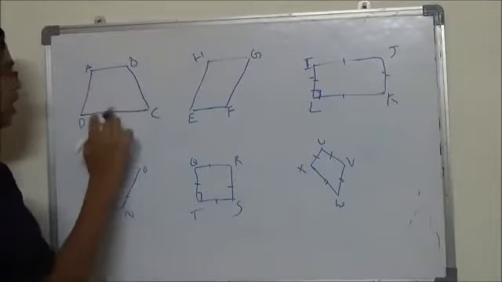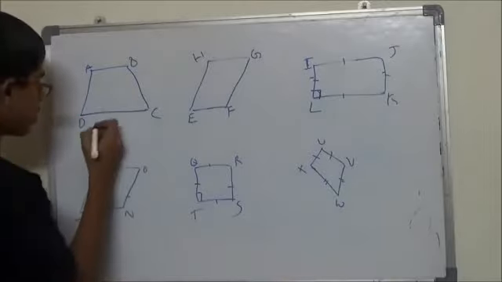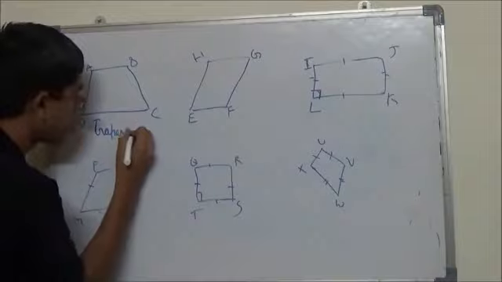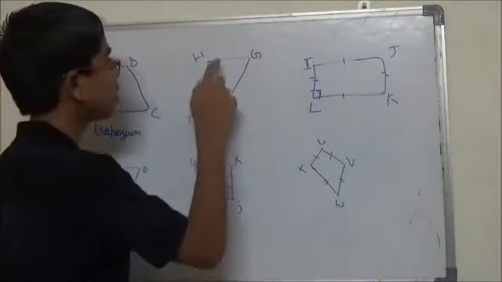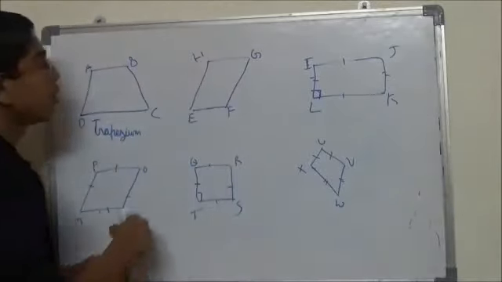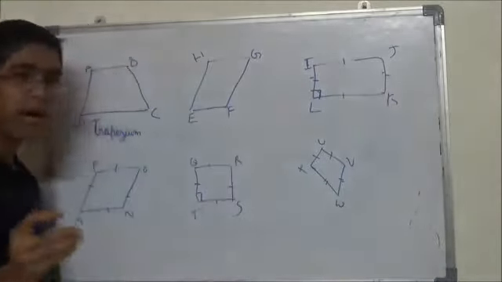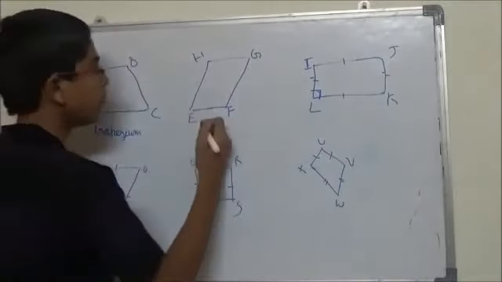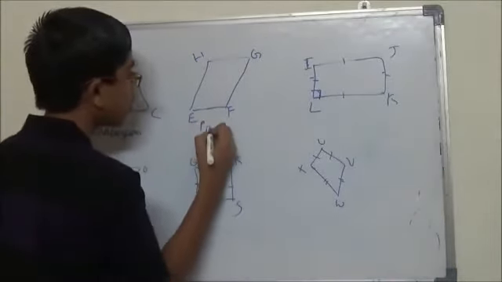So in this figure, AB and CD are parallel lines. So AB is parallel to CD. There is only one pair of parallel lines, so this is a trapezium. And in the next figure, there are two pairs of parallel lines, which is HG parallel to EF and GF parallel to HE. So any quadrilateral having two pairs of parallel lines is a parallelogram, meaning the opposite sides of the quadrilateral are parallel. So this is a parallelogram.